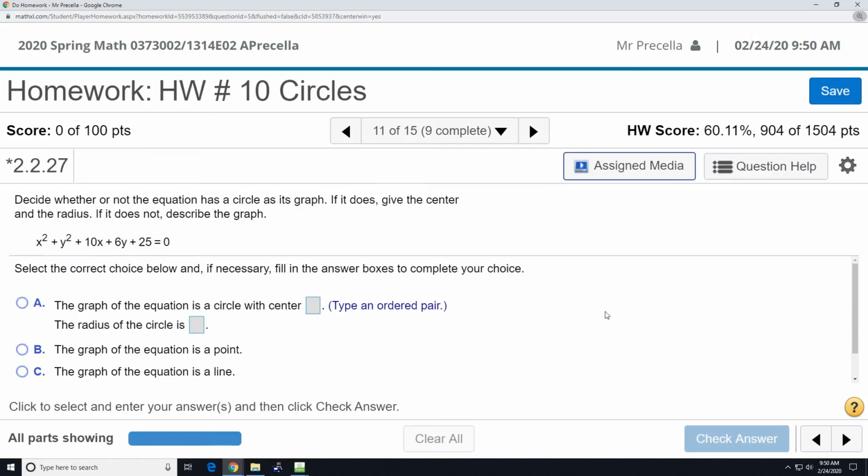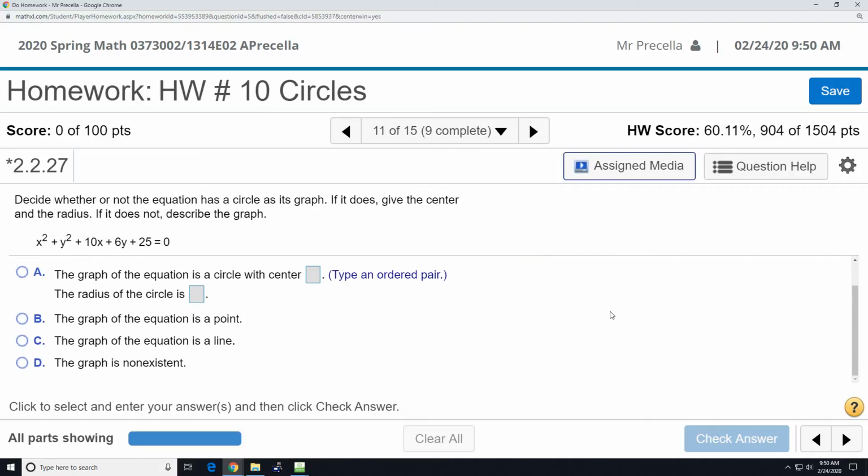Starting with number 11, the instructions change. It says, decide whether or not the equation has a circle as its graph. If it does, give the center and radius. If it doesn't, describe the graph. I sort of dislike those instructions because it makes it sound like you're just supposed to look at the equation and decide, is it a circle, is it a point, is it a line, is it non-existent? Really, the only thing you can do by just looking at it is say it's not a line.